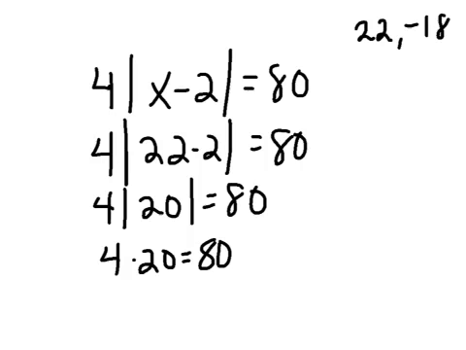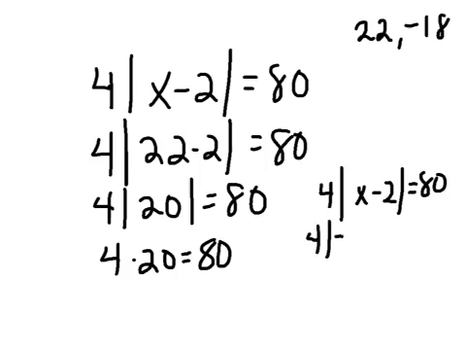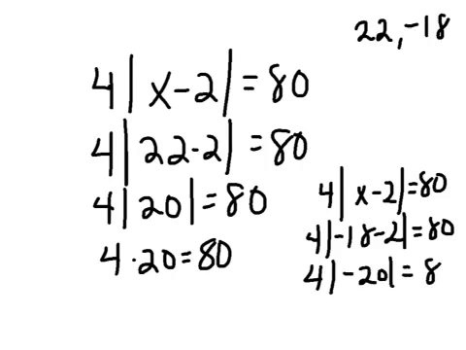This is the harder one. The negative is always less obvious, so that always should be checked, even if you don't bother checking the positive answer. 4 times absolute value of x minus 2 equals 80. Let's substitute in negative 18. 4 times absolute value of negative 18 minus 2 equals 80. Negative 18 minus 2 is negative 20, so 4 times absolute value of negative 20 is equal to 80. And the absolute value of negative 20 is 20, so 4 times 20 equals 80, and that also works. Yay, we're done.